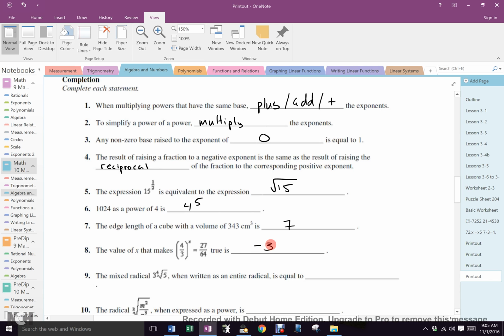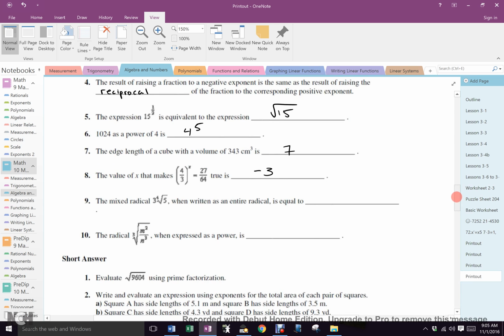-3. Mixed radical when written as an entire radical is 81 times 5. 485? No, 405.